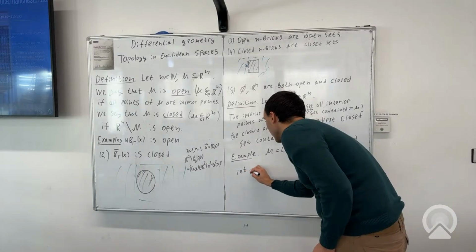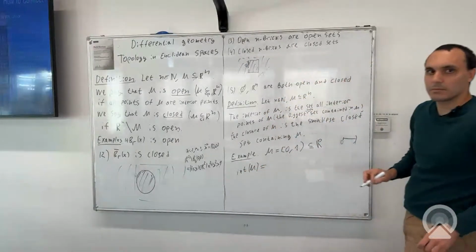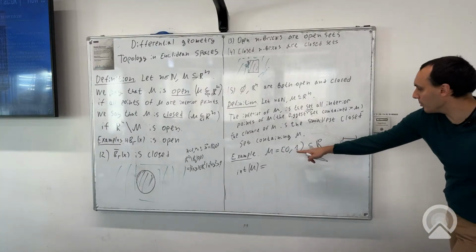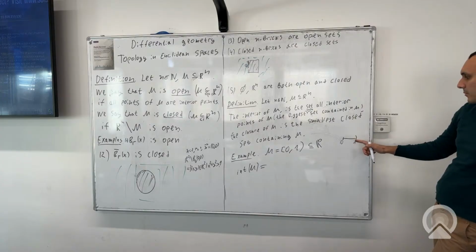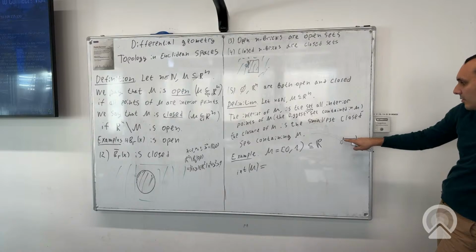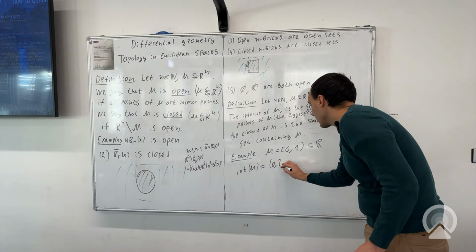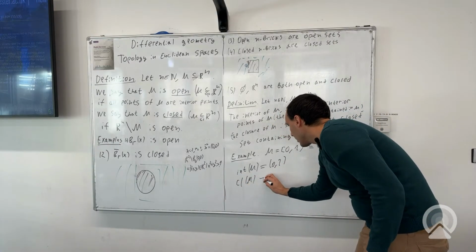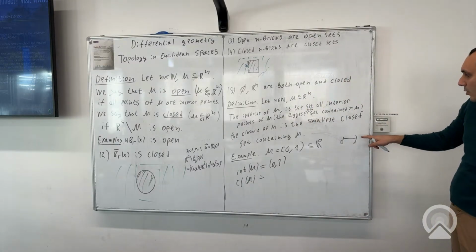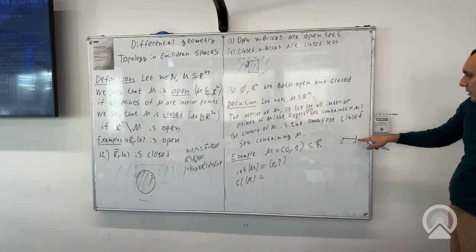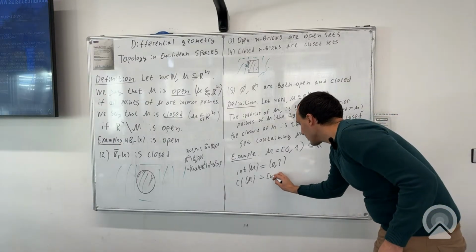So the interior of M: what are the interior points of this set? Every point here is in the interior, but 0 is not in the interior. So this is the open interval. And the closure, which I didn't define: this is interior, this is closure. The closure of M is the smallest closed set containing it. So it's the closed interval 0, 1.